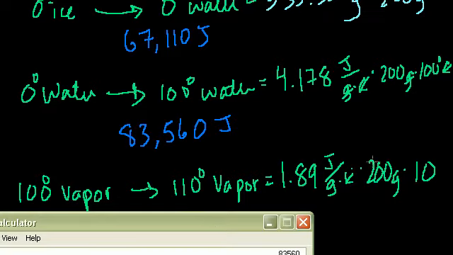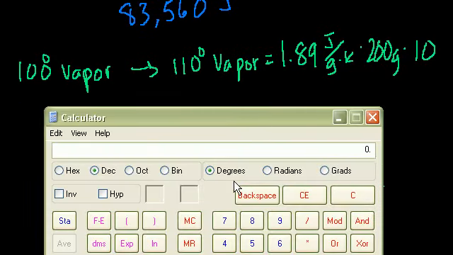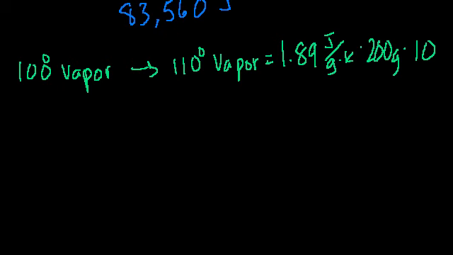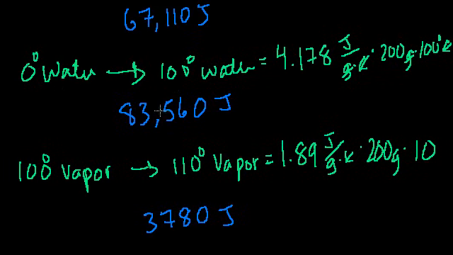So what is that? Let me get the calculator out again. So we're dealing with a 10-degree change, 10 degrees Celsius, times 200, times 1.89 is equal to 3,780. And I just realized I made a horrible mistake. Because look, it's not an irrevocable mistake. Otherwise, I would re-record the video.